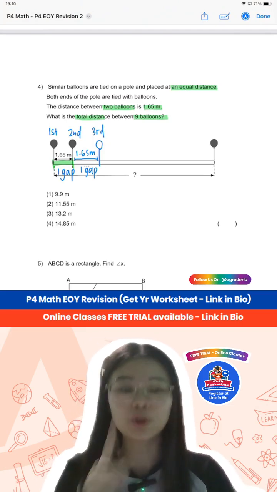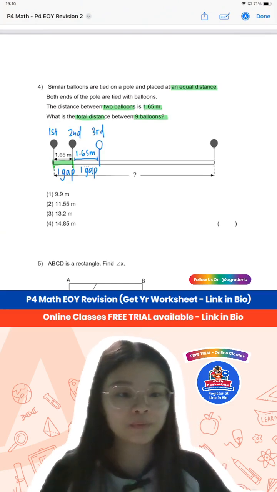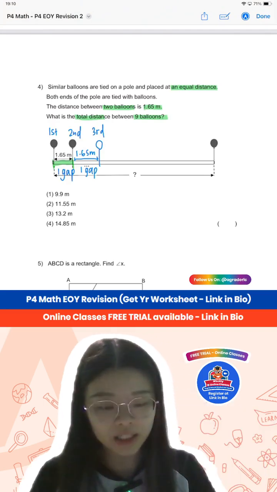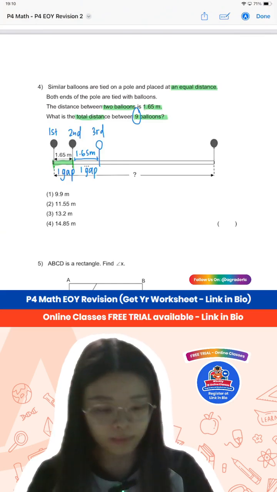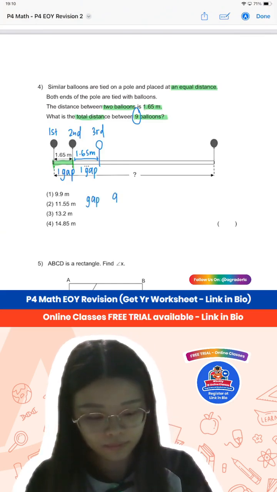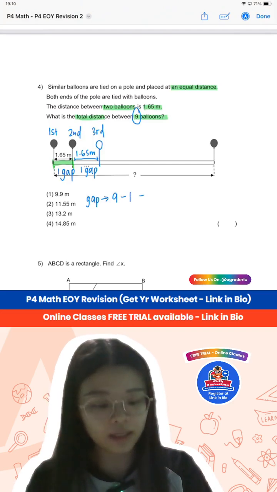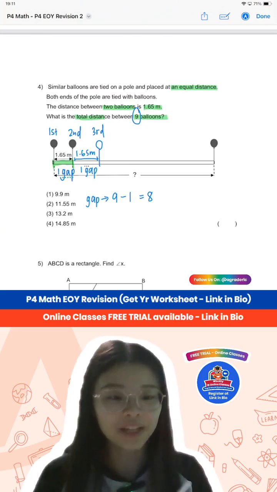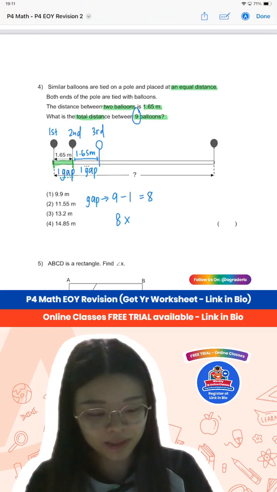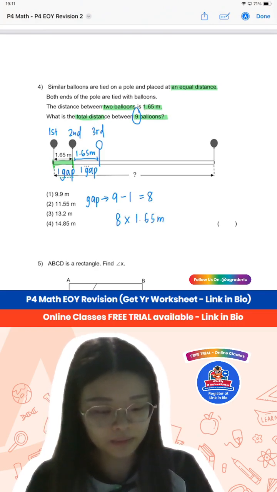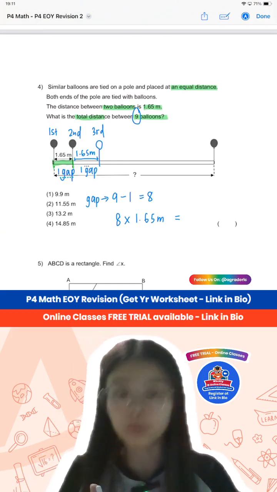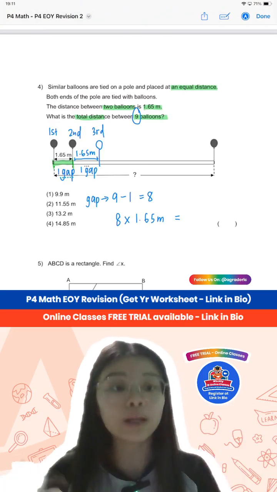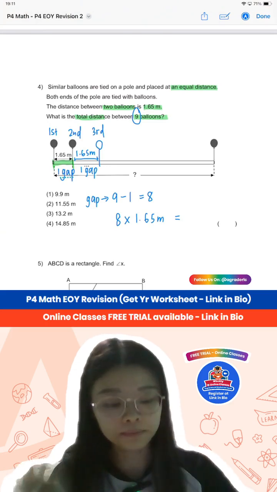Yes, Terry, we should be counting the intervals or the gaps. Hi Ariel. So 4 balloons means we should have 3 gaps. So here, since we are looking for 9 balloons, we have to be aware. The gaps is actually 9 minus 1, which is 8. There are actually only 8 gaps. So 8 gaps means 8 times 1.65 meters, not 9. This is a very common mistake. Don't count the items, we count the gaps. And the gaps is always 1 lesser than the items.